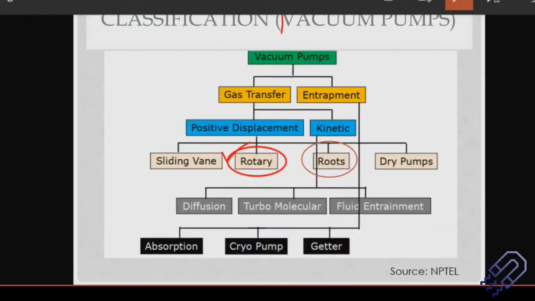Internet issue maybe. Yeah. Okay, so we finished rotary pump. We will do roots pump, and then after that we are going to look into diffusion pump and turbomolecular pump.